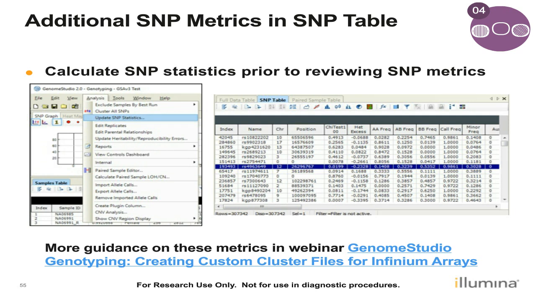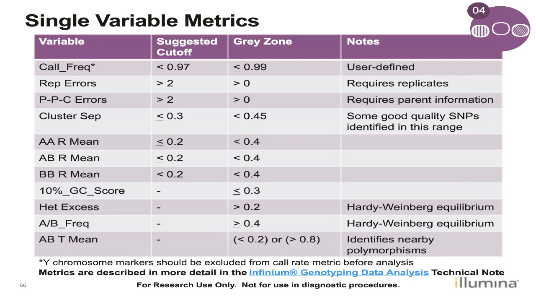This is a reference table showing you some single variable metrics that you might consider reviewing. If you'd like to have more information on these specific metrics and the cutoffs and information, you can consult the Infinium Genotyping Data Analysis Technical Note, which provides a very good summary of how to perform genotyping data analysis in GenomeStudio.